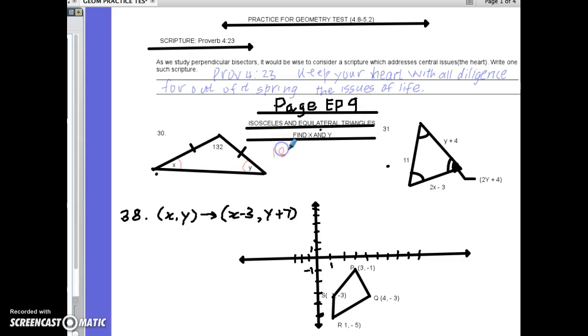So let me take that 132 from 180. Work it carefully. Borrow 1 from the 8, leave 7. 10 take away 2 would give me 8. 7 take away 3 is 4. So we've got 48 to be shared equally between these two angles, and they're the same. So we have 48 divided by 2. That would give us 24 degrees for each angle. So x would be the same as y. That would be 24 degrees.